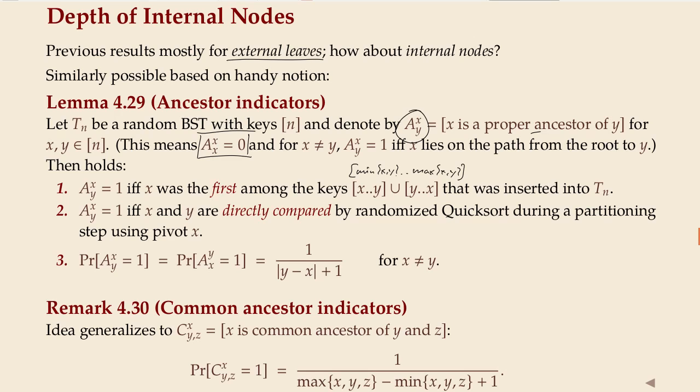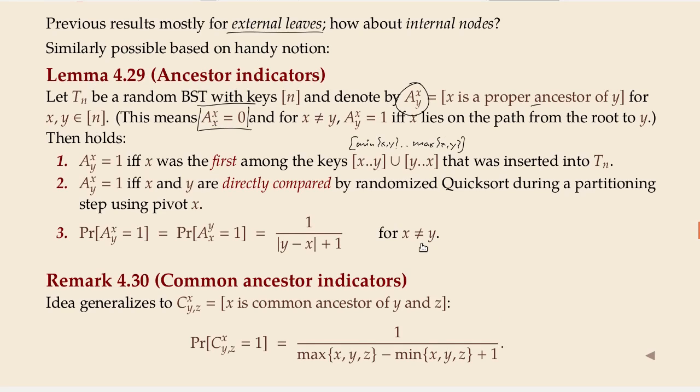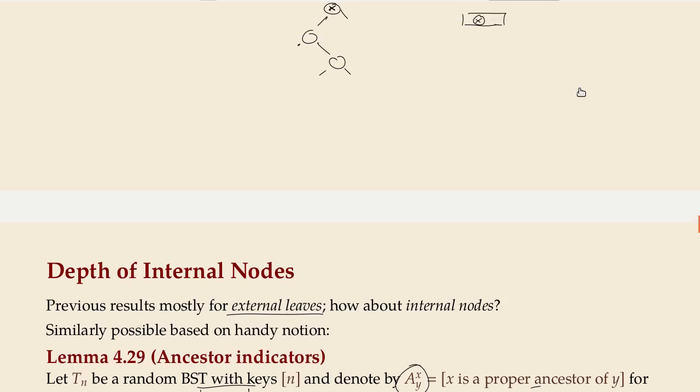And why is that the case? So, okay, I would like to have some room. So I'll first discuss the statement, then we'll quickly argue why it's true. And the second says that these two are compared by quicksort in a step where x is the pivot, exactly if this A_xy is 1. And that's essentially just rephrasing the first step.